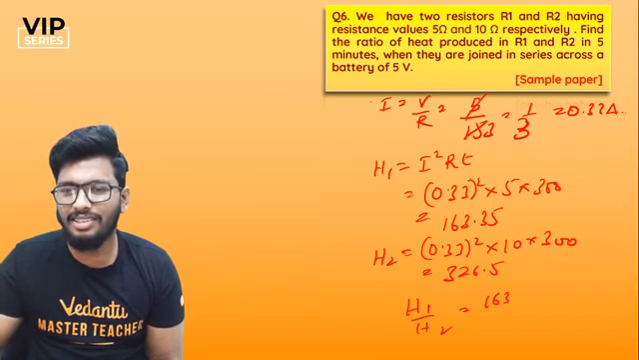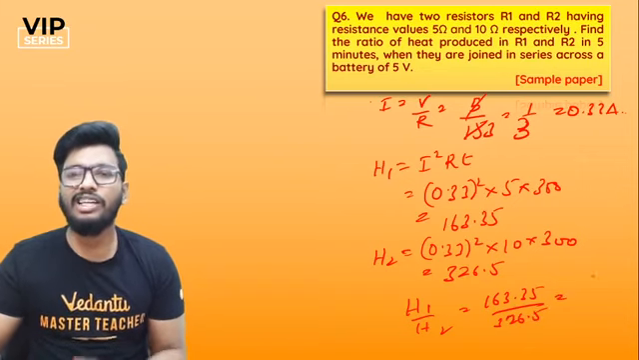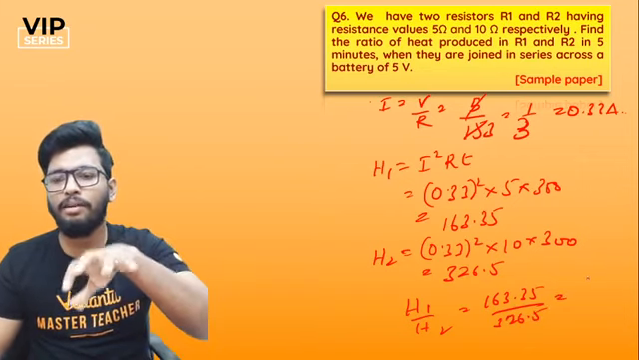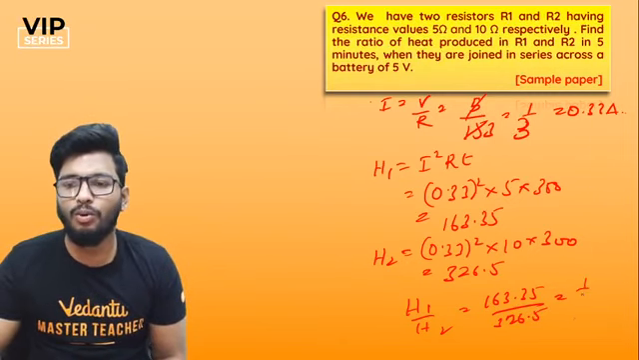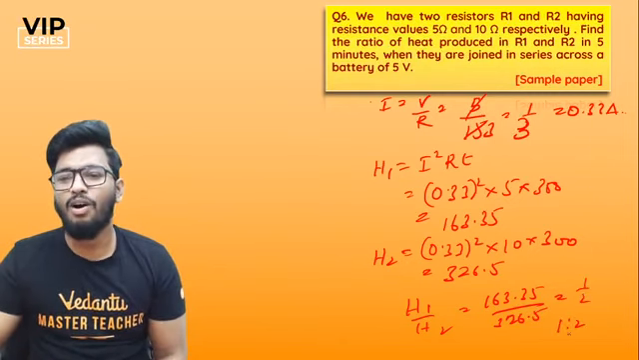If we divide 163.35 by 326.5, you'll get it as 1. Basically, you'll get 1 by 1.99, something like that. So you can take it as 1 by 2. So the answer to this question, guys, will be 1:2.